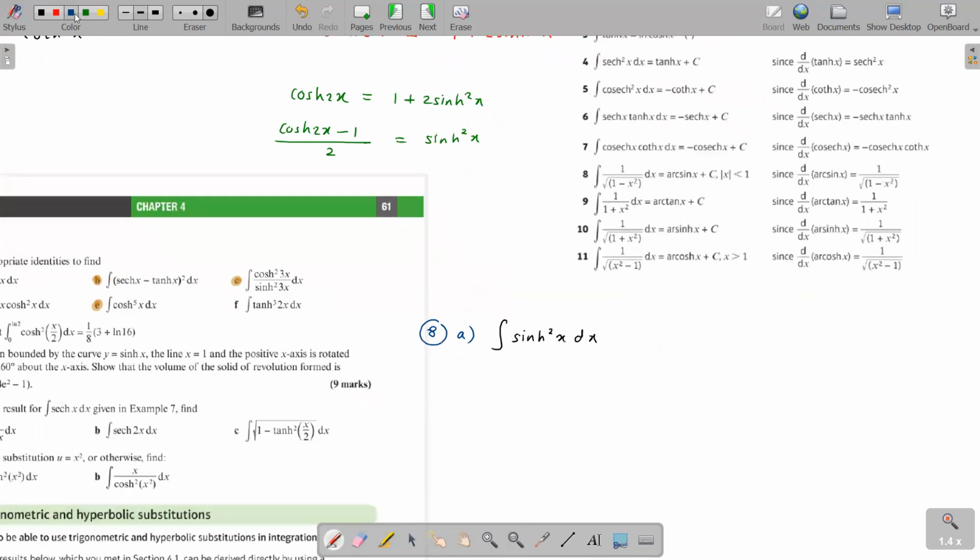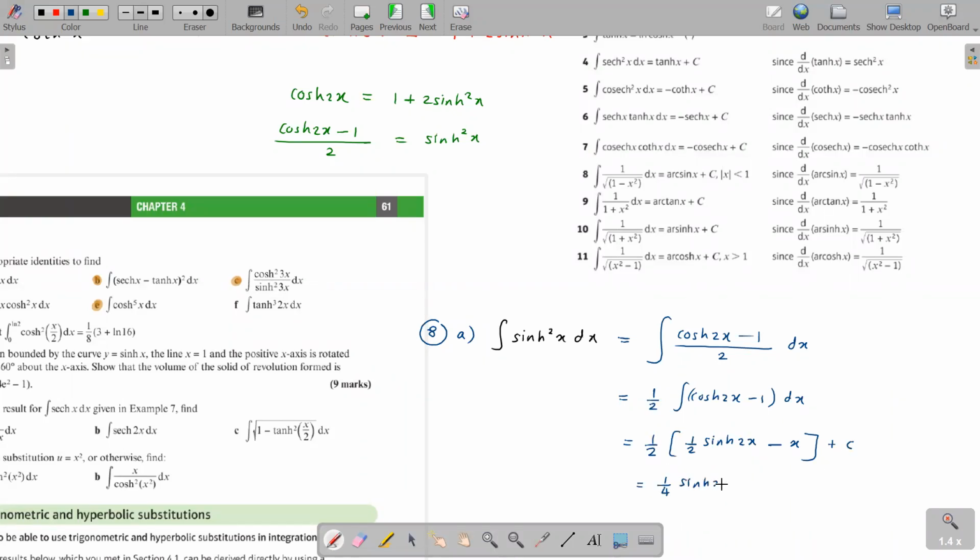So let's input the value here. So I'm going to integrate the whole thing divided by 2, this is sine square x. Let me take the 2 out, the half times integration of 1 minus cos 2x. So what do we get here? Half times integration of cos 2x is 1 over 2 sine 2x, minus integration of 1 is x, and then plus c. So basically 1 over 4 sine 2x minus half x plus c.